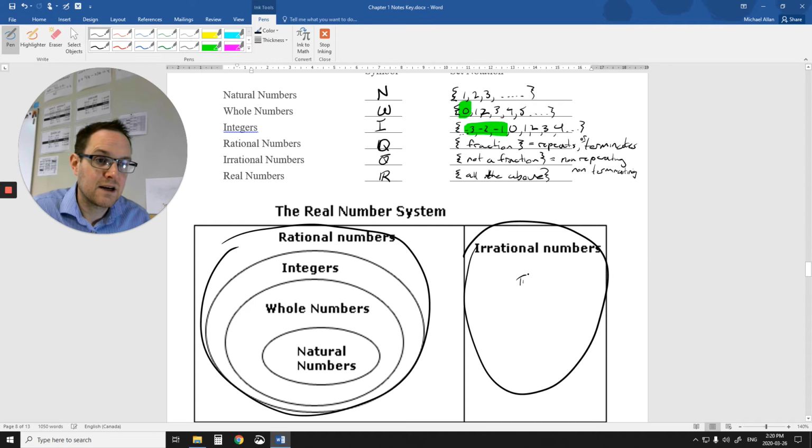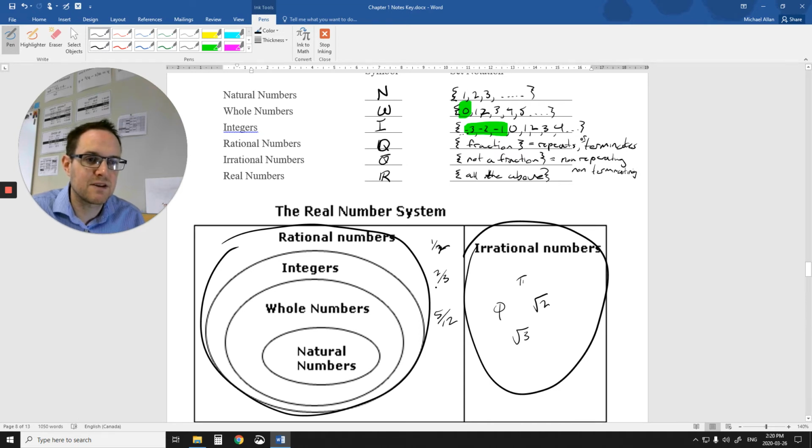So irrational numbers are like root 2, pi, some other numbers like phi, the square root of 3, just numbers that are not very nice. Rational numbers would be like 1/2, 2/3, 5/10, or I guess 5/12 or something. Just pick some random numbers. These are all fractions. But rational numbers also include everything else.